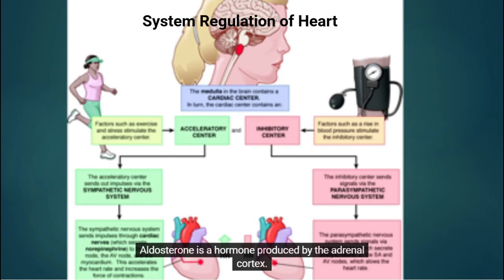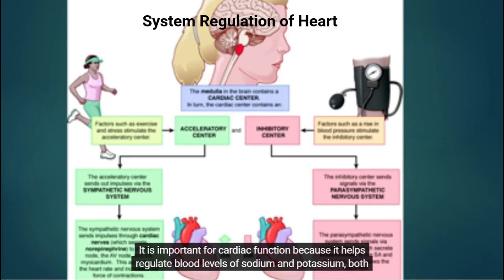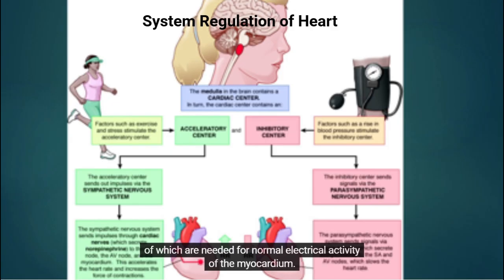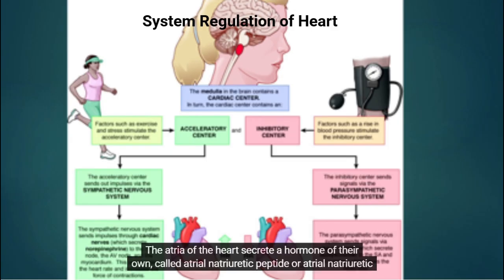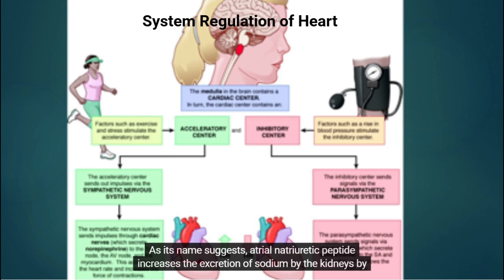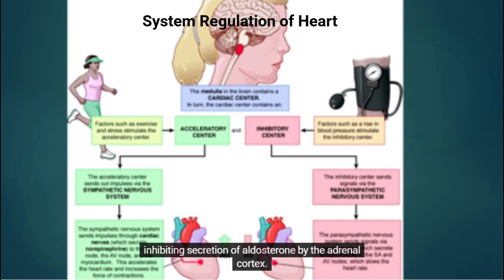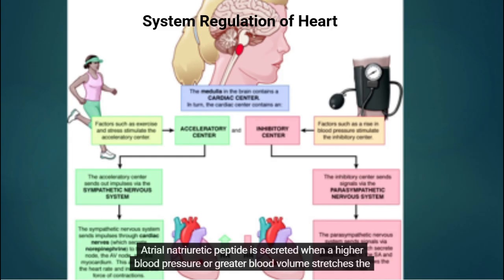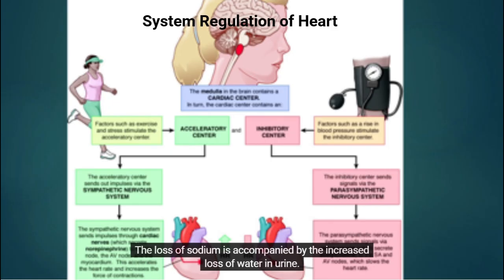Aldosterone is a hormone produced by the adrenal cortex. It is important for cardiac function because it helps regulate blood levels of sodium and potassium, both of which are needed for normal electrical activity of the myocardium. The atria of the heart secrete a hormone of their own called atrial natriuretic peptide, or atrial natriuretic hormone. As its name suggests, atrial natriuretic peptide increases the excretion of sodium by the kidneys by inhibiting secretion of aldosterone by the adrenal cortex. Atrial natriuretic peptide is secreted when a higher blood pressure or greater blood volume stretches the walls of the atria. The loss of sodium is accompanied by the increased loss of water in urine. This decreases blood volume and, therefore, blood pressure as well.